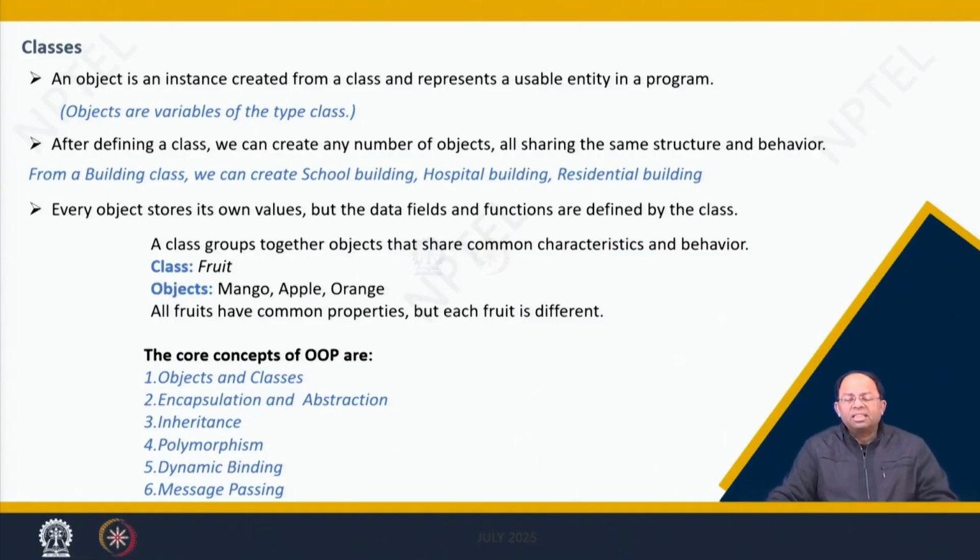So an object is basically an instance created from a class and represents a usable entity in the program. That means objects are almost like variables of type class. That means the class is the structure, and we can make multiple copies or multiple variants of that particular class structure. So after defining a class, we can create any number of objects, all sharing the same structure and behavior.